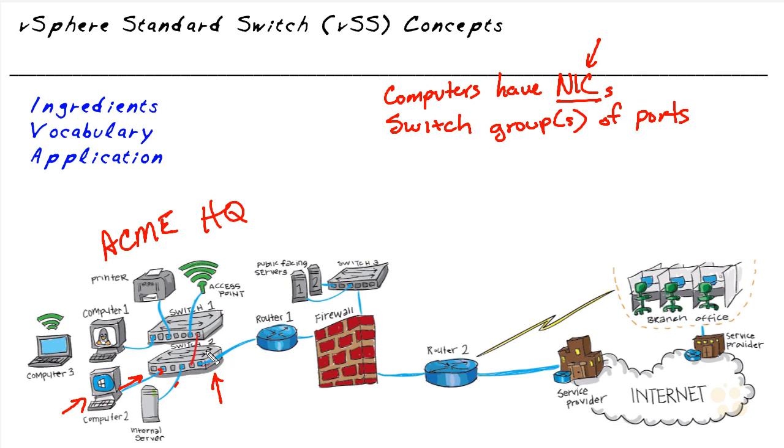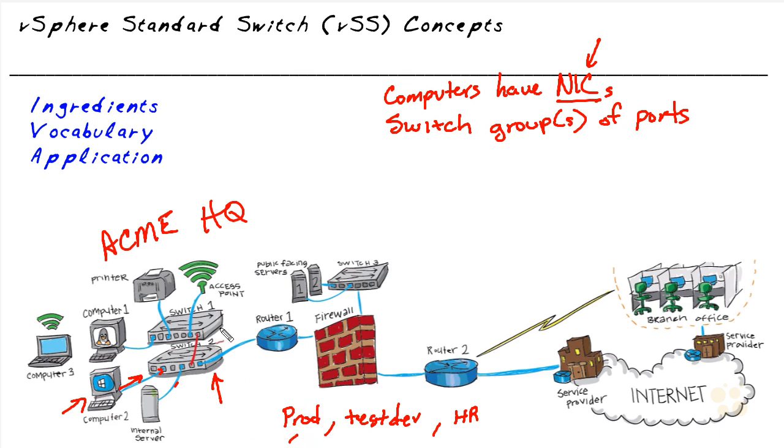So for example, here on switch number 2, maybe we have 3 different groups of ports. Let's say we have one for production, one for test and development computers, and one, for example, for human resources. So we'd simply make sure that when we connect a computer to the switch, the port that computer is connected to is associated with the correct group, if you will, of ports.